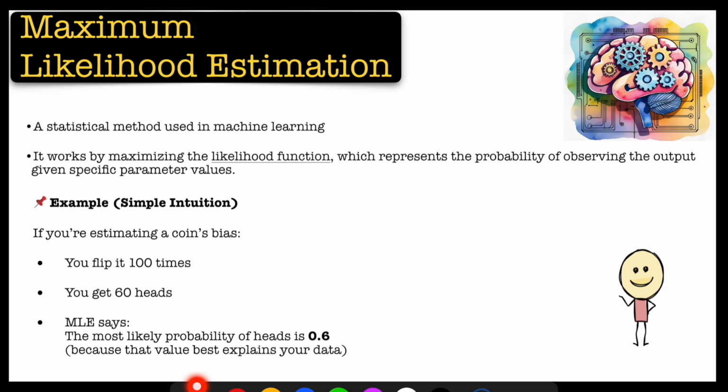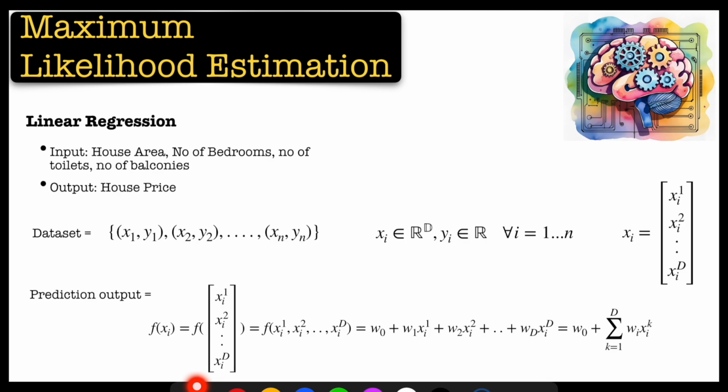So if the data comes from different distributions, for different distributions we have different formulas for calculating this maximum likelihood estimation. We'll see linear regression from this perspective here. In our linear regression video, we discussed this problem, calculating the house price based on house area, number of bedrooms, number of toilets, number of balconies.